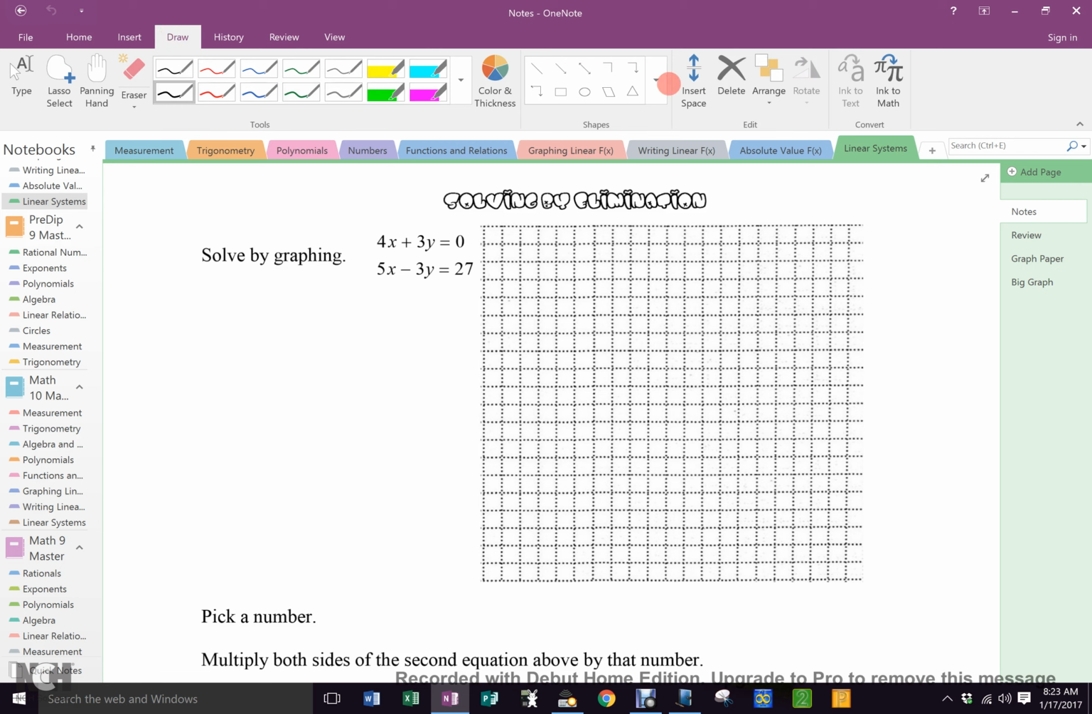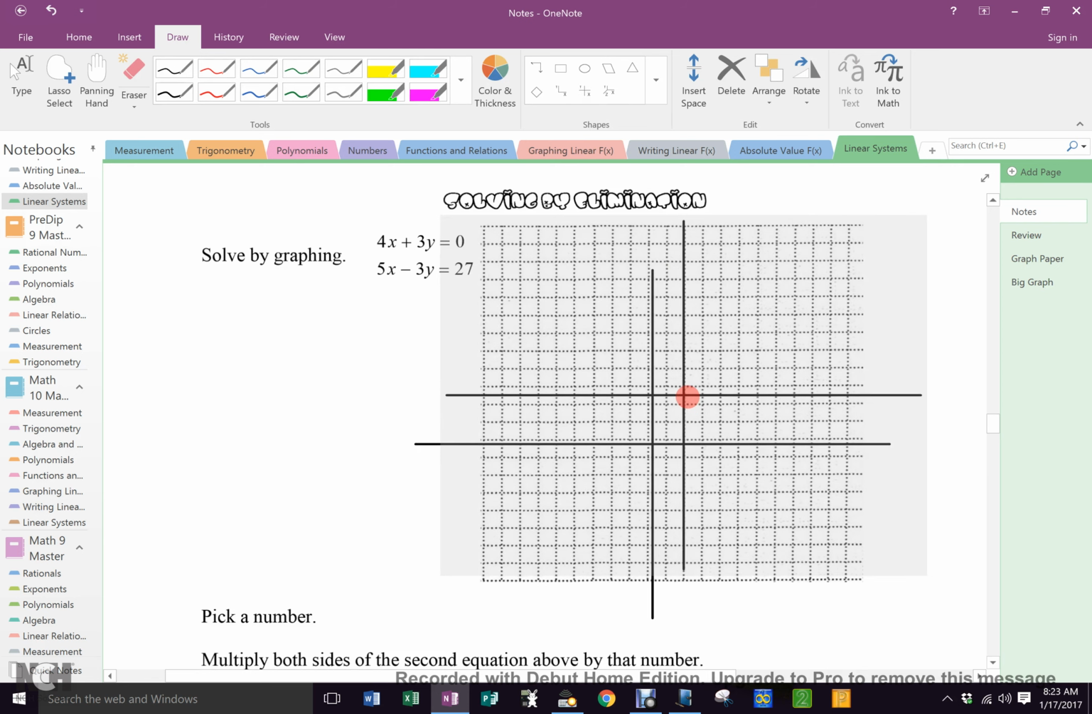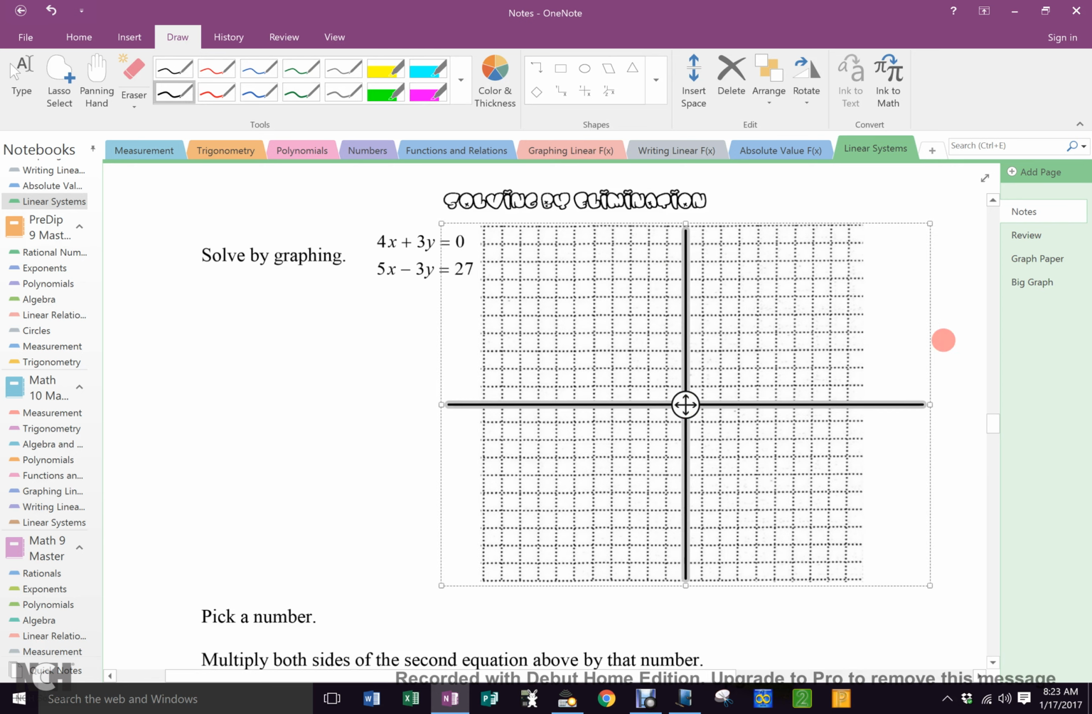So first thing, on that grid you have there, please give yourself a set of axes, if you would be so kind. And then, please, if you would be so kind, graph these two equations.